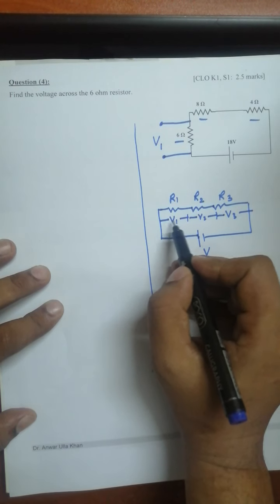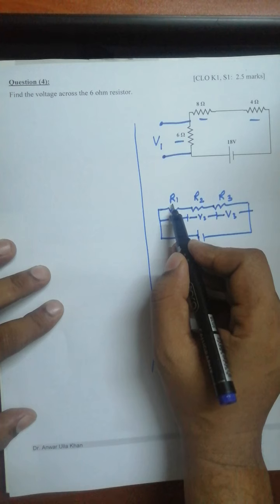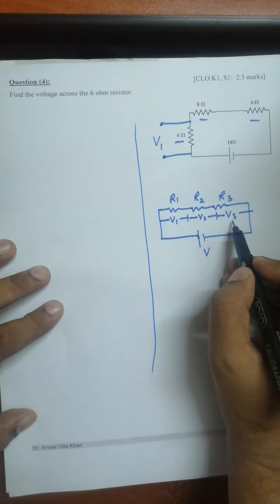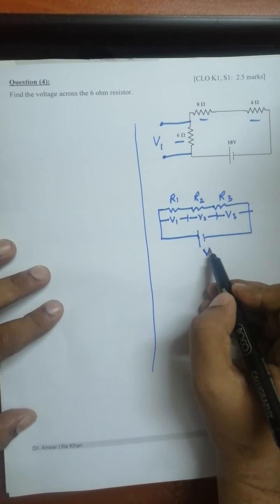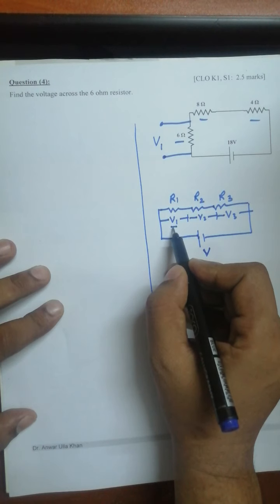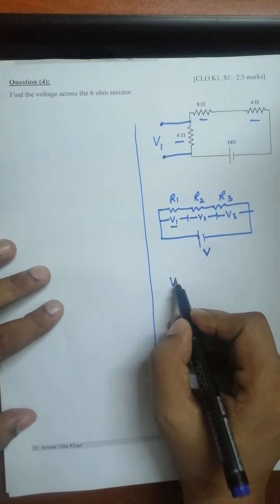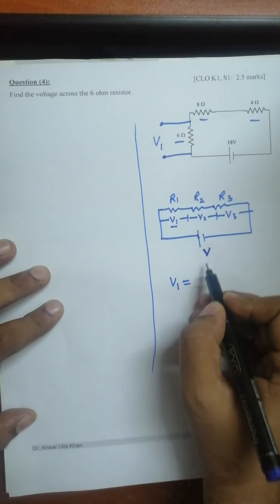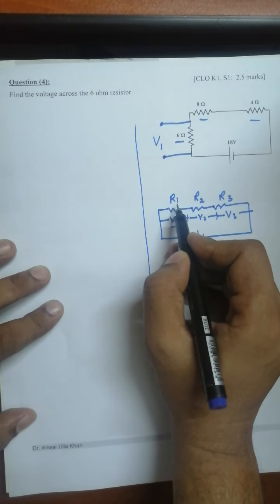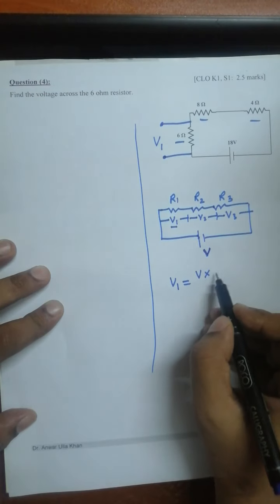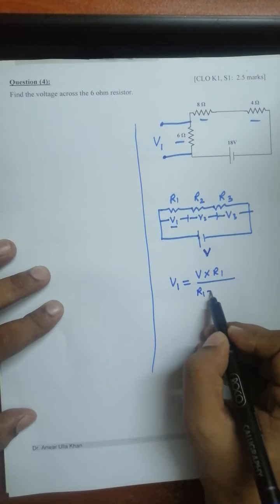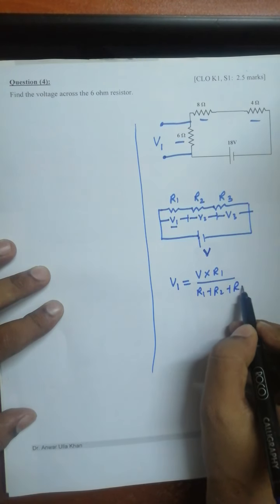So what is V1? V1 is the voltage across resistor R1. V2 is the voltage across resistor R2. V3 is the voltage across resistor R3. And this is your supply voltage. So what is the rule? The rule is you can directly calculate the value of V1. V1 is equal to the total or supply voltage multiplied by the resistor where you want to calculate the voltage, so it is R1 divided by the sum of all the resistors, R1 plus R2 plus R3.